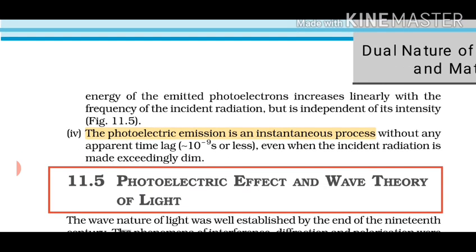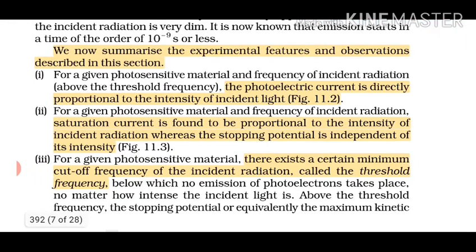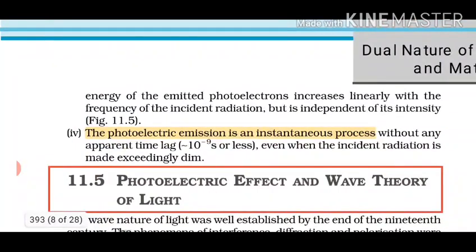Okay, so there are four observations. First, photoelectric current is directly proportional to intensity. Second, saturation current is directly proportional to intensity, but stopping potential is independent of it. Third is about threshold frequency, and fourth is that photoelectric emission is an instantaneous process.